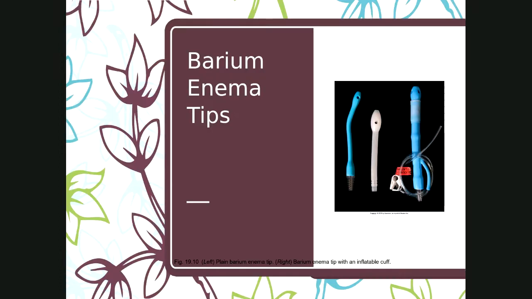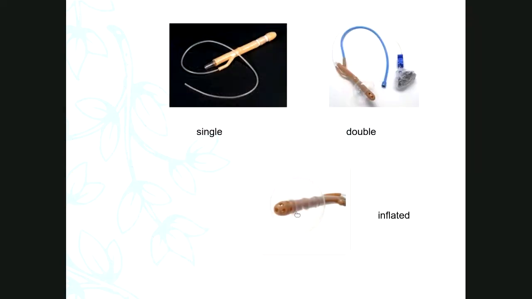The different types of tips that we have, these are actually on page 236. This picture is on page 236, but I'm actually going to move forward and show you a better picture of what we actually use. This is called a single contrast retention tip. How do I know it's single contrast? Because notice right here, it only has one port off the side. So one, I always think single. It has a retention balloon right here that gets inflated through this tube.